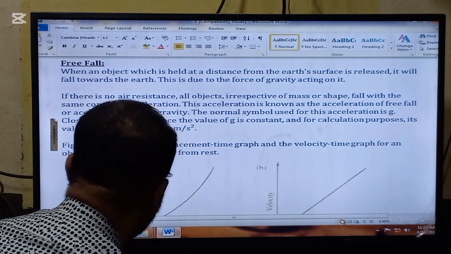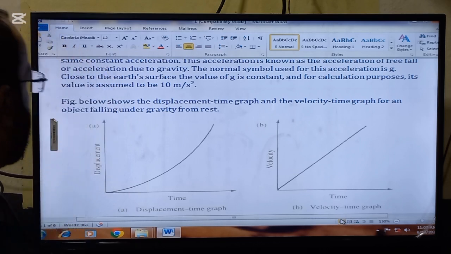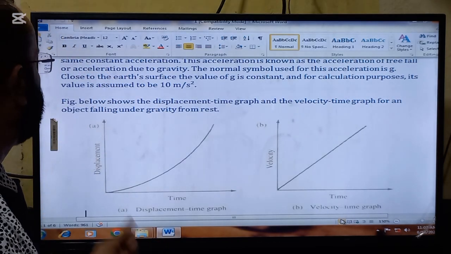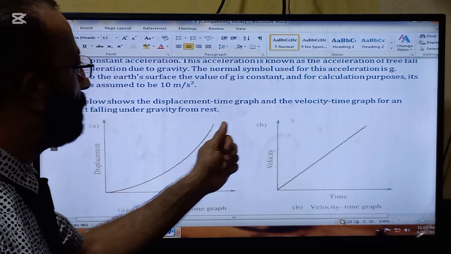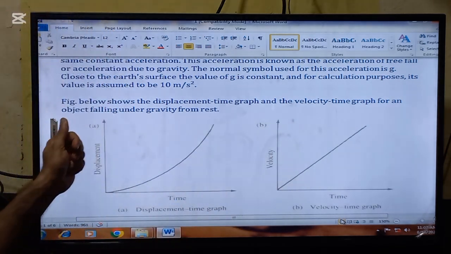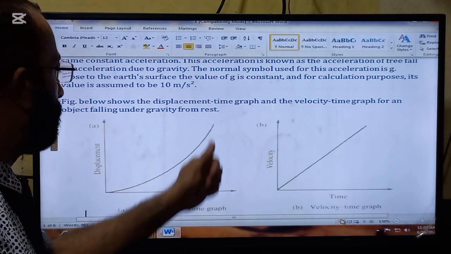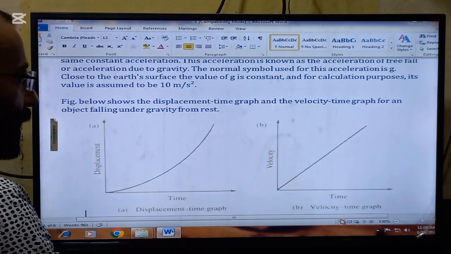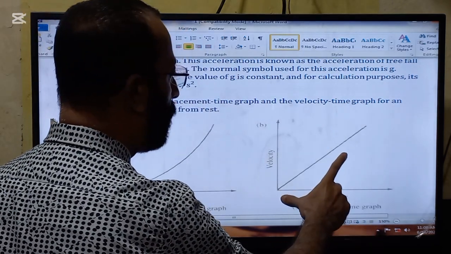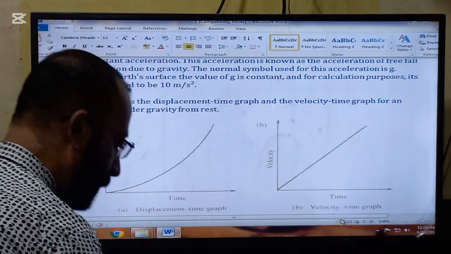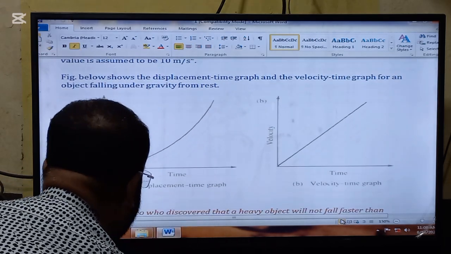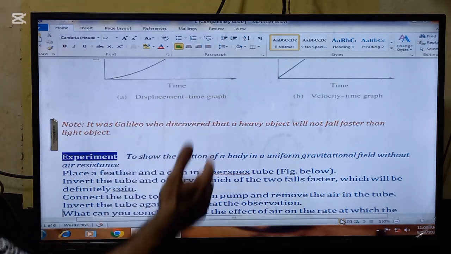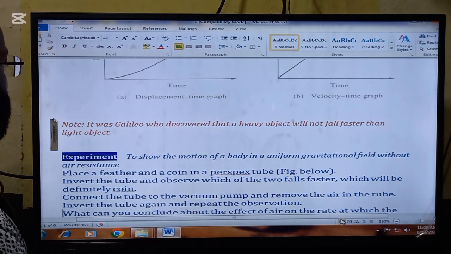And here are two graphs that are very important as far as your papers are concerned. Paper number 1 particularly, the MCQs paper. The figure below shows the displacement time graph and the velocity time graph for an object falling under gravity from rest. So the displacement time graph is of this form, and the velocity time graph of a free falling body is of this form. So you have to remember them because these graphs come in the paper and you are required to identify which type of graph this is.